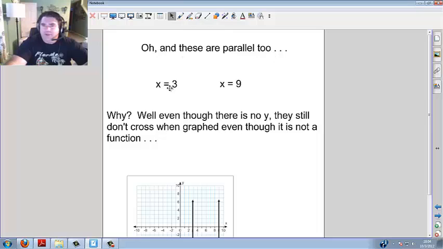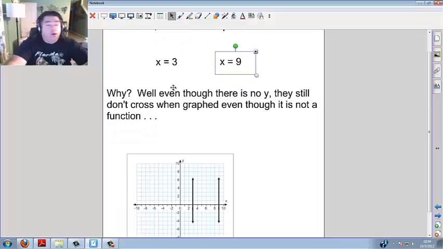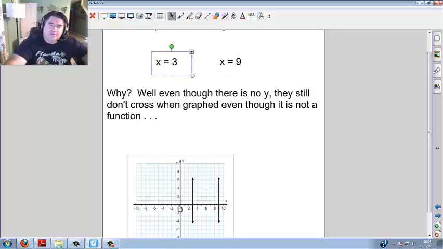And these are parallel as well. x equals 3 and x equals 9. Although not a function, I'll give you that. Because x equals 3 means all we know is the value of x is 3. We don't know how far up or down, so it could be any y value. The same here, x equals 9, can go up or down as well.